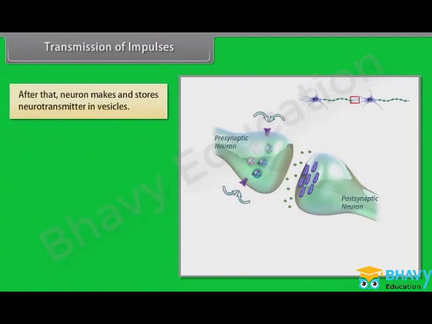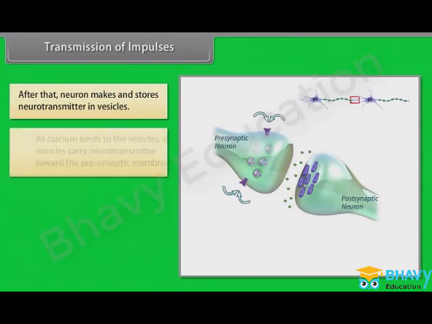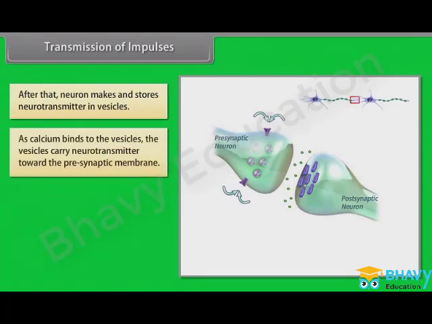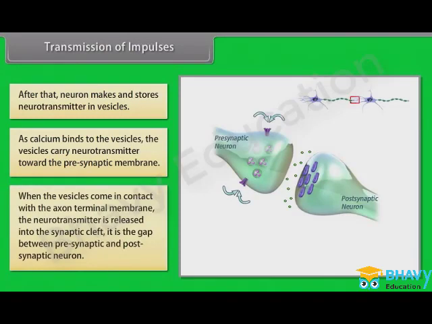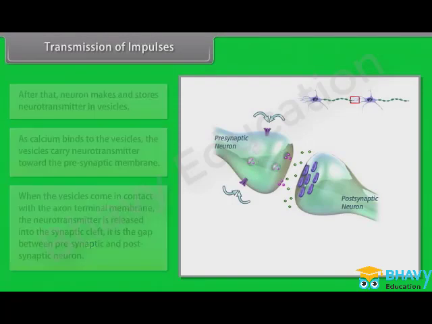After that, the neuron makes and stores neurotransmitters in vesicles. As calcium binds to the vesicles, they carry neurotransmitter towards the presynaptic membrane. When the vesicles come in contact with the axon terminal membrane, the neurotransmitter is released into the synaptic cleft. It is the gap between the presynaptic and postsynaptic neuron.